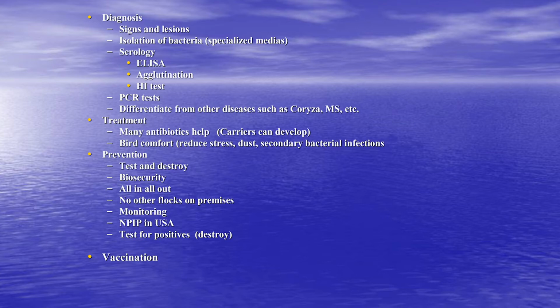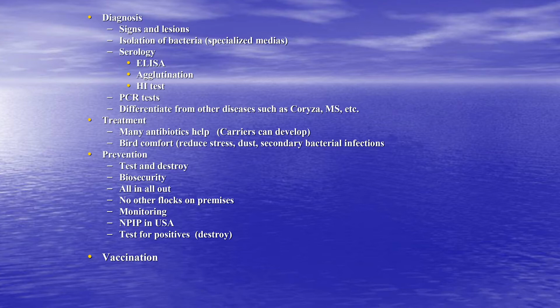Monitoring, periodic monitoring of those birds. Now in the United States, it's part of the National Poultry Improvement Plan, and then testing those positives and destroying them. There are vaccines that are available in some countries that can be used. And then again, that good old word there, biosecurity. All those things that you can do to keep diseases out of there.